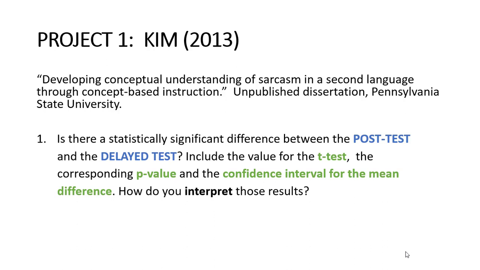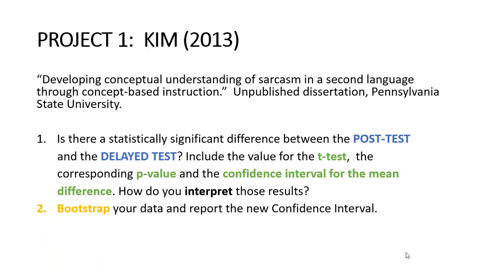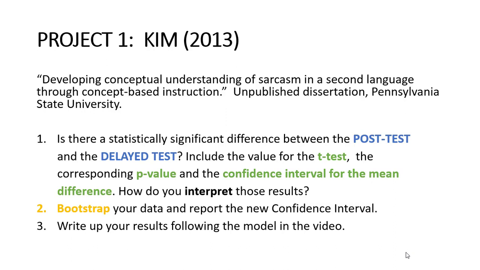So here then, your mission is going to be to answer this. Is there a statistically significant difference between the post-test and the delayed test? Include the value for the t-test, the corresponding p-value, and the confidence interval for the mean difference. How do you interpret those results? Remember that Kim had only 9 pieces of data. So then what you're going to do here, you're going to bootstrap the data, and then you're going to report the new confidence interval. And then finally you're going to write up the results following the model that I gave you in the video. That's project number 1.